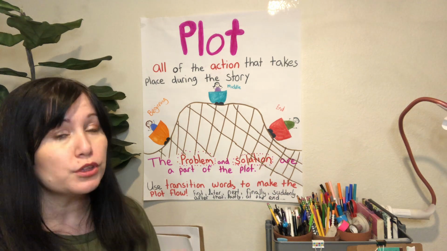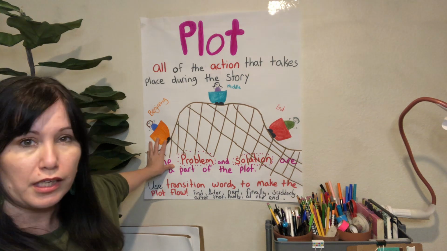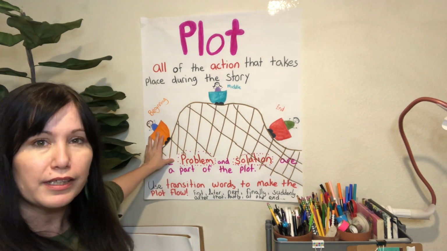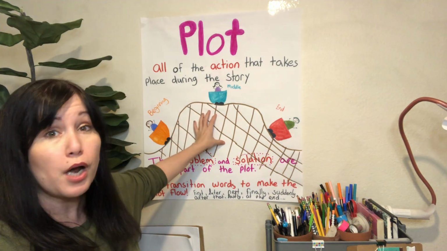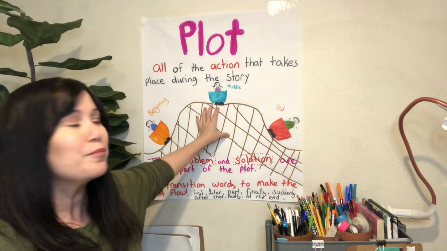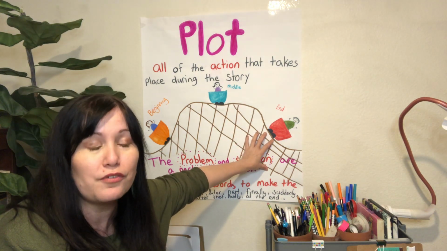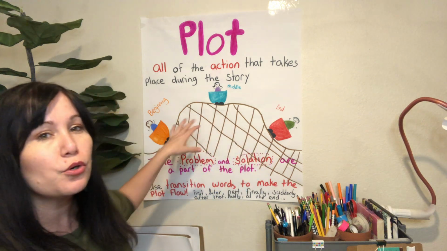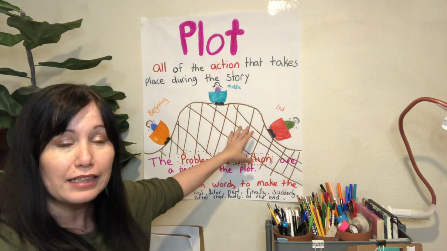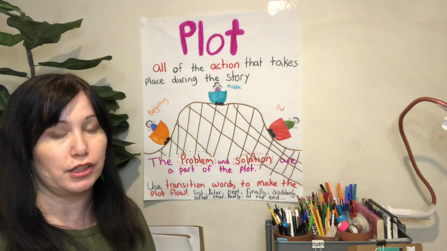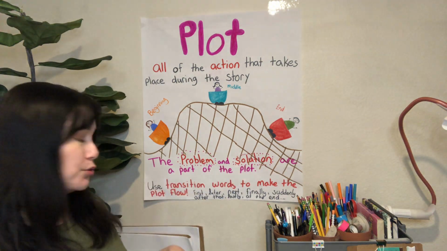The plot in most fiction stories is told like a roller coaster. We get some information at the beginning. Usually we're meeting the characters, we're finding out the setting, and then in the middle we're starting to be introduced to whatever the problem the character is having in the story. And by the end, the characters solve their problem, they find a solution. So most fiction stories are told beginning, middle, and end, and they have some action in them. The action is usually told as a problem and solution.